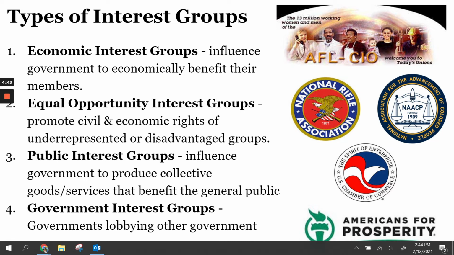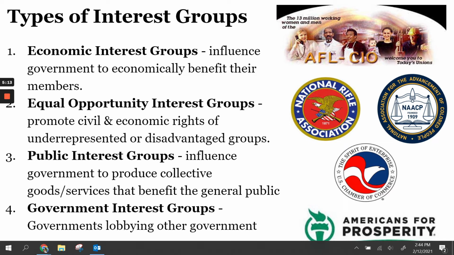All right. Let's move on to the next one here, public interest groups. Now, public interest groups are interesting because their goal is to provide a public benefit for more people than just their members. So they're advocating for government to provide an invisible good or a collective good, a good that is actually owned by government, or a good that, once it's provided, everybody has access to, such as clean air.